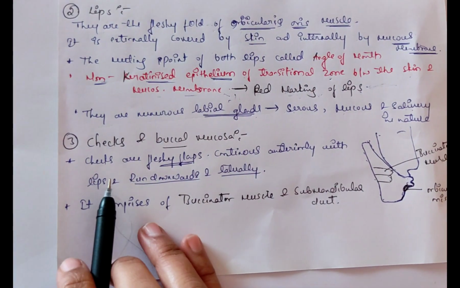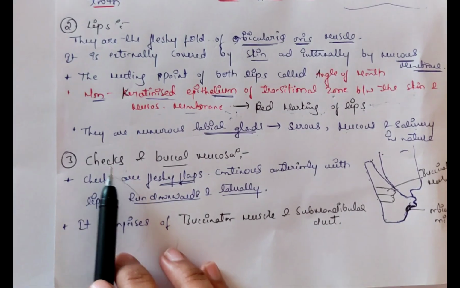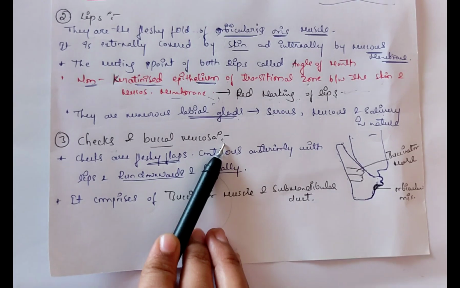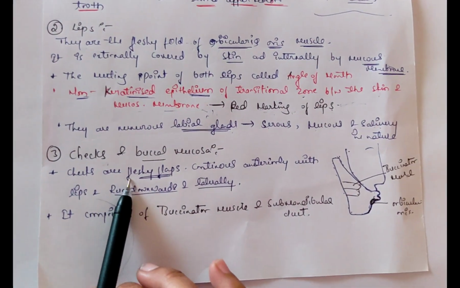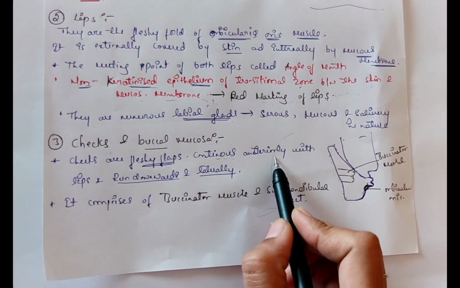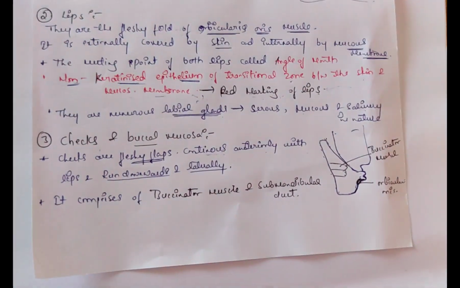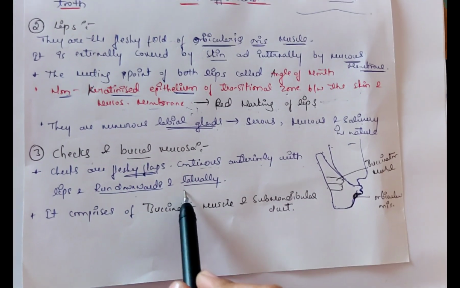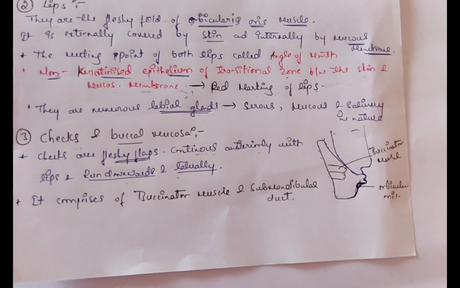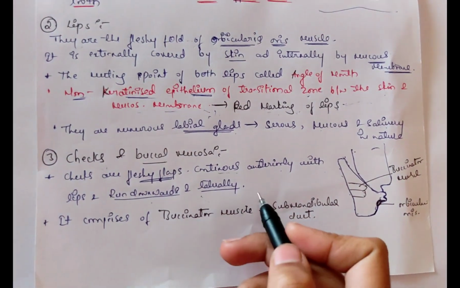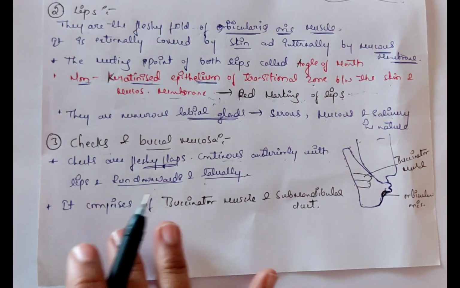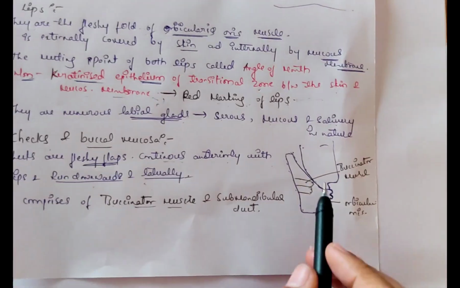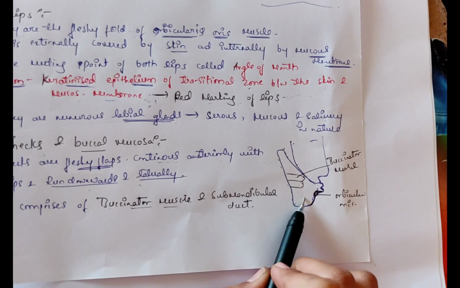The third point is cheeks and buccal mucosa. Here the cheeks are fleshy flaps continuous anteriorly with the lips, and run downwards and laterally. We can see or feel the presence of the cheeks. Then these cheeks are composed of the buccinator muscle. Here we can see the buccinator muscle in the cheeks.